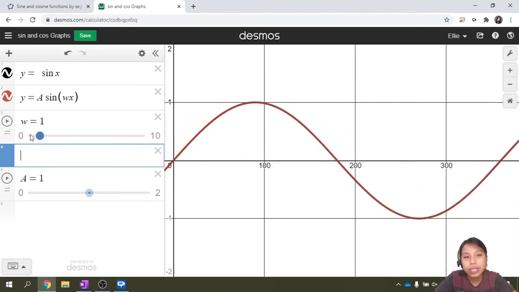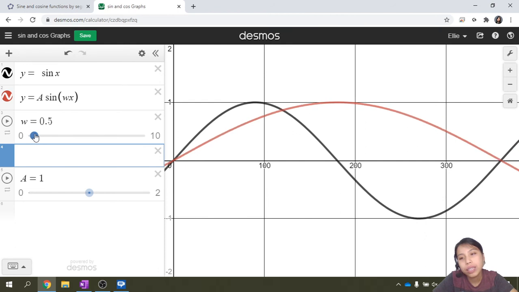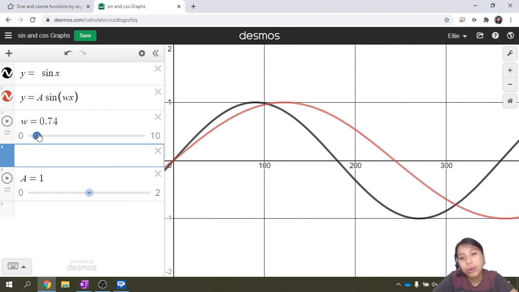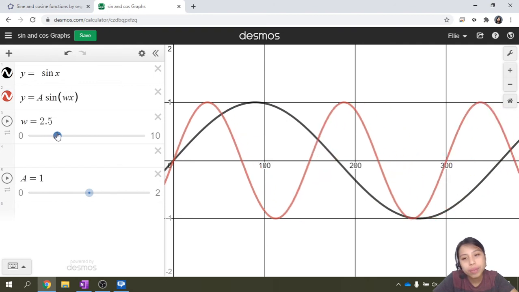Okay, so original is this. What if I go lower frequency than the original? Then it'll become more stretched out. It's like slow motion. So you stretch out. So you see, it becomes stretched out already. Okay, so that is how you can change the frequency by changing this number W here.